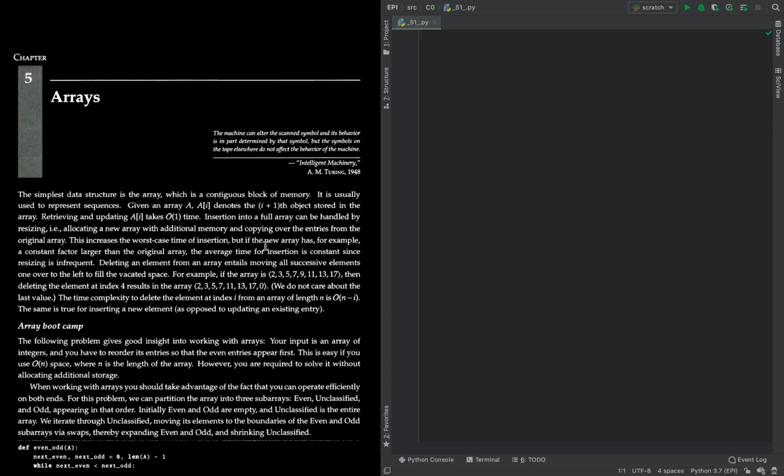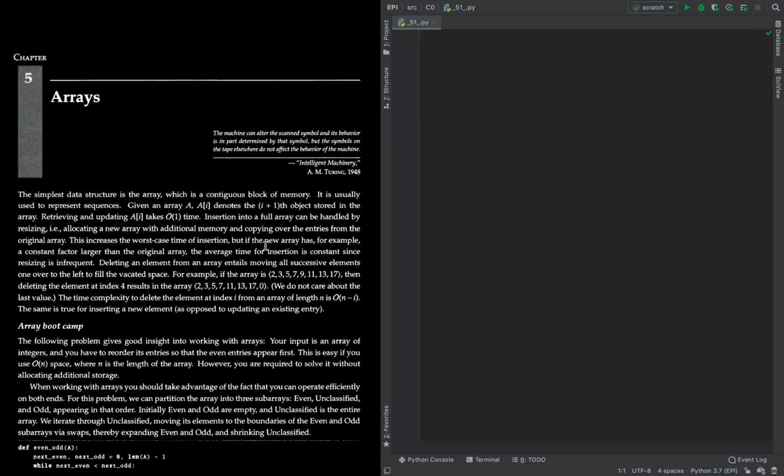Deleting an element from an array entails moving all successive elements one over to the left to fill the vacated space. That makes sense. So you have an array and you're deleting an element in the center, you'd have to move everything else over. For example, if the array is 2, 3, 5, 7, 9, 11, 13, 17, then deleting the element at index 4, which would be 9, results in the array 2, 3, 5, 7, 11, 13, 17, 0. We do not care about the last value.